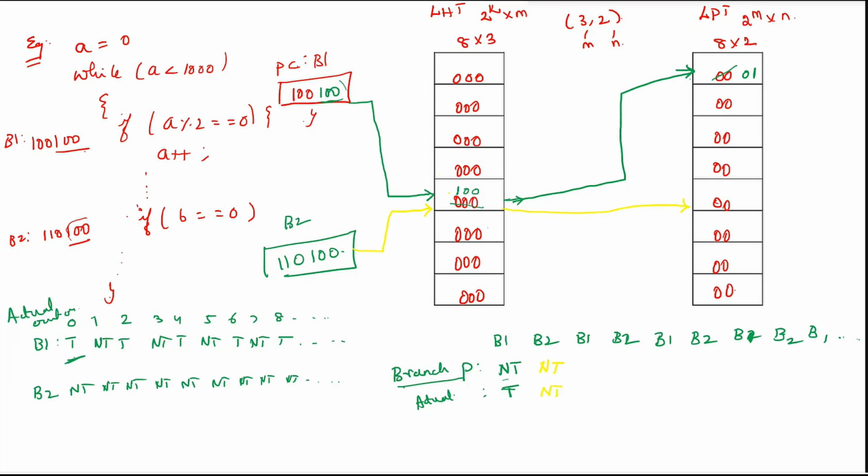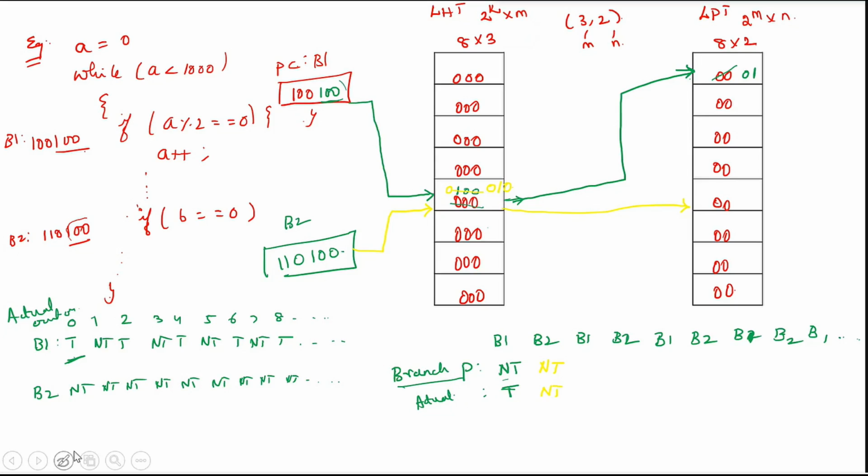Now here you need to shift it. See, now it has become not taken. So from 100, we need to do a shift register. We have to insert 0 here, that's it. So it will become 010. Understood or not? So if it is taken, we have to push 1. If it is not taken, you have to push 0. That's it.